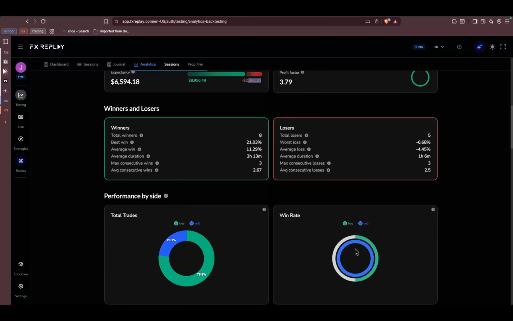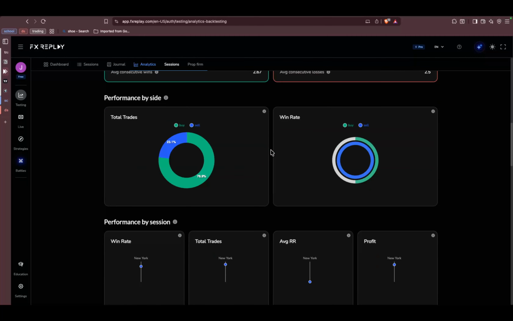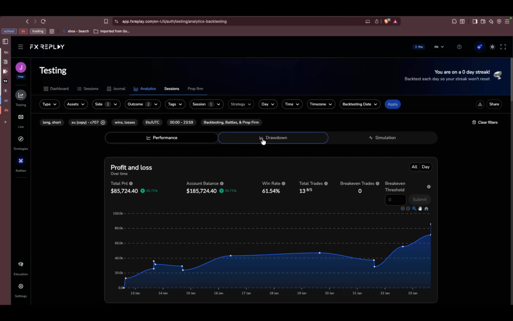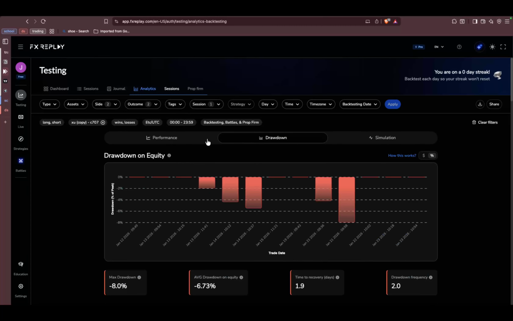Had 8 winners, 5 losers. Our worst loss was 6%, and our best win was 21%. Average win 11, average loss 4. This is not sustainable. I would 100% lower what I'm risking. Took more buys than sells. And our win rate on sells was 100%, and our win rate on buys was 50. That's very interesting.